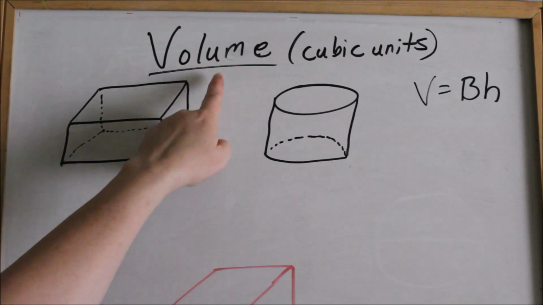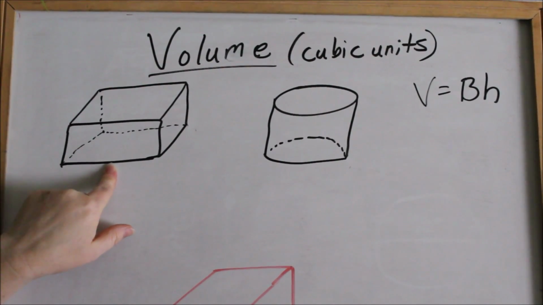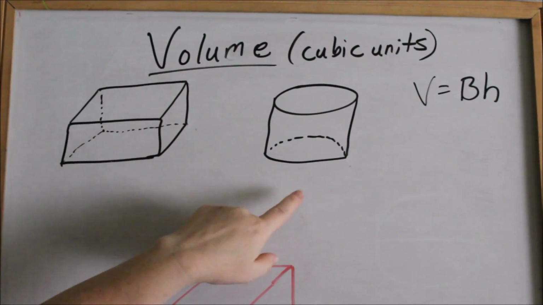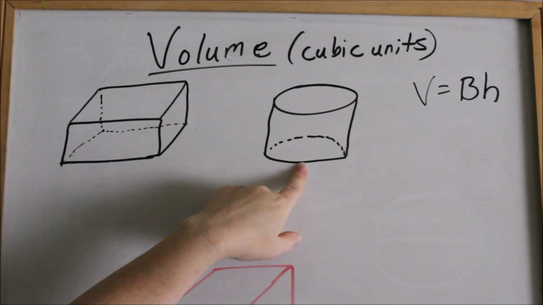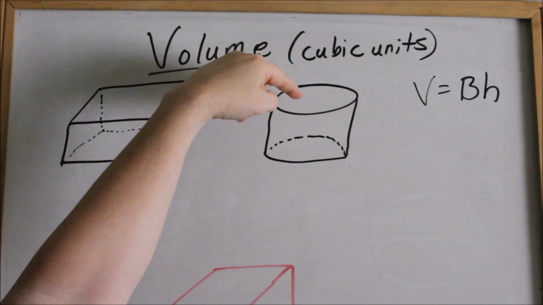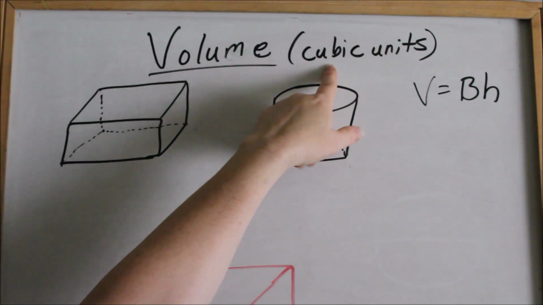Alright, we're going to be doing the volume of an object today. When we're doing volume, that's a 3D object. Volume is how much will fit inside this box, or how much will fit inside this vegetable can, soda can, any kind of cylinder. Okay? When you deal with volume, you're dealing with cubic units.